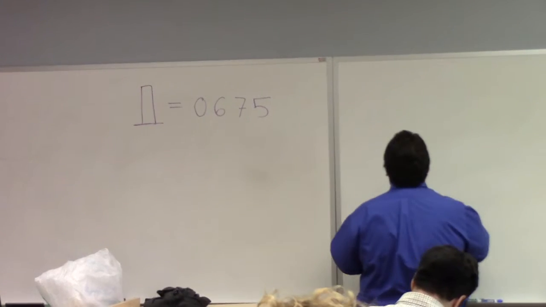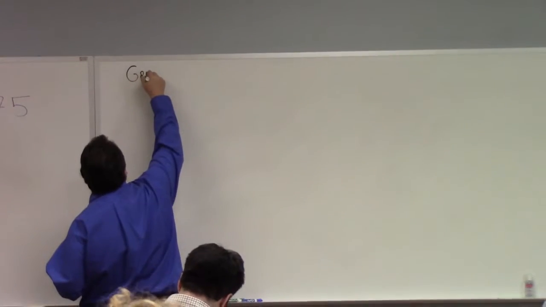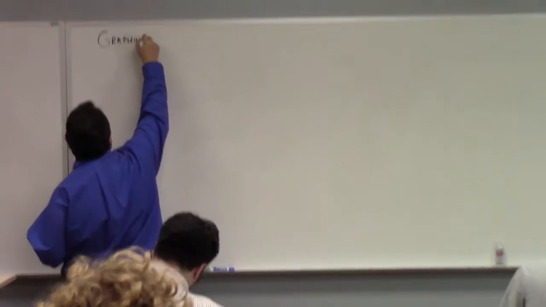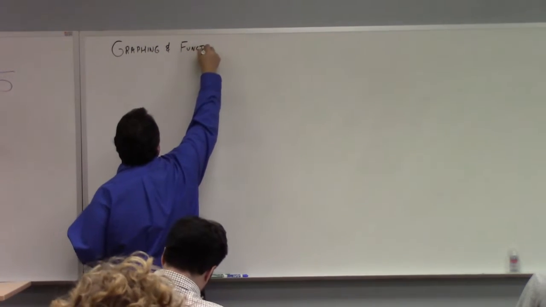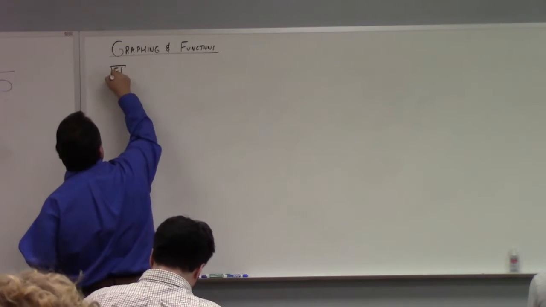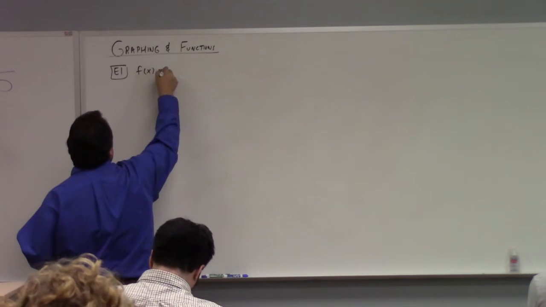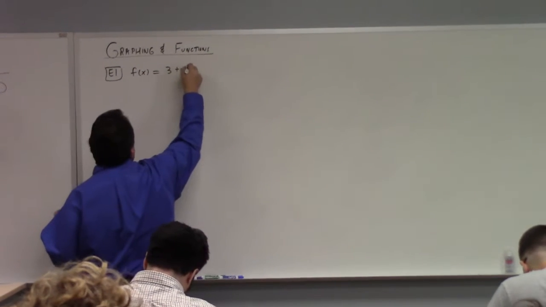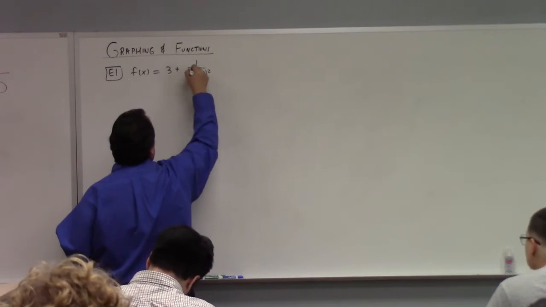So, let me begin. Example 1. So today we're talking about graphing and functions. So example 1, I'll say f of x equals 3 plus 1 over (x minus 2) quantity squared.